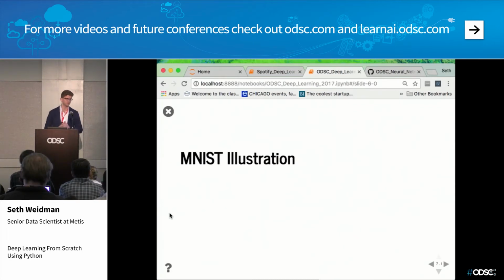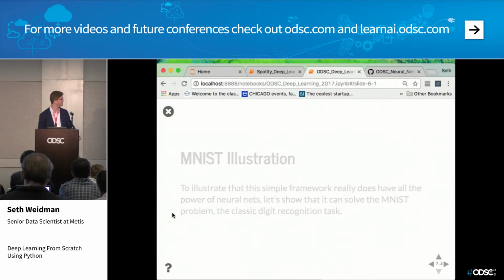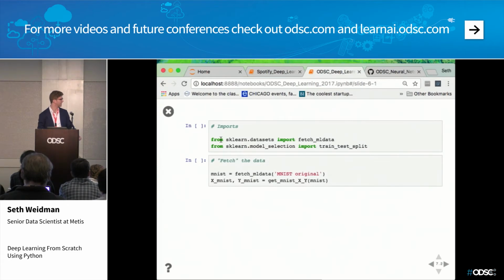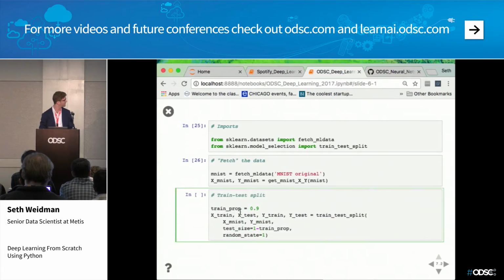So what is MNIST, right? Who here knows what the MNIST data set is? Okay, almost everybody. I won't even talk about it then. Let's show that this can learn MNIST. All right, let's import some stuff. Let's get the data. And let's do a train test split. I'm going to put 90% of the data in my training set randomly, 10% in my testing set.